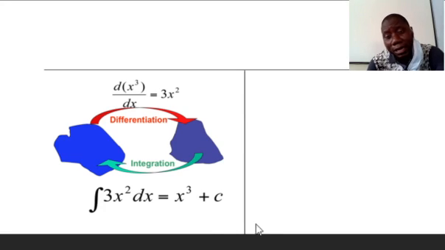Now, I have on this slide a display to show that integration is the opposite of differentiation. Like I have this function x raised to power 3. If this function is differentiated, I will have 3x raised to power 2. And if this result is integrated, I will have x raised to power 3 plus c. And with this, we can say that differentiation is the opposite of integration.